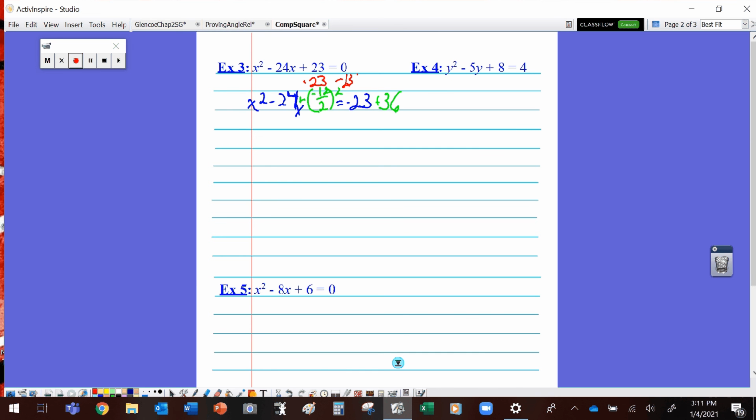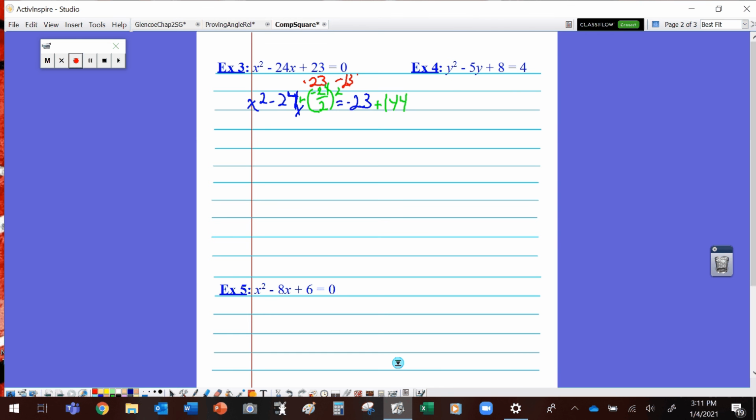Oops, sorry, a little bit of a mix-up there. Okay, here we go. This is negative 24 divided by 2, so not negative 12, I got ahead of myself, negative 24. Now, negative 24 divided by 2 is negative 12, and negative 12 squared is 144. So we got some big numbers here. No big deal, that's fine.